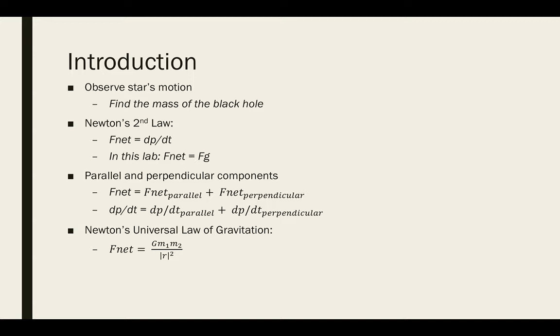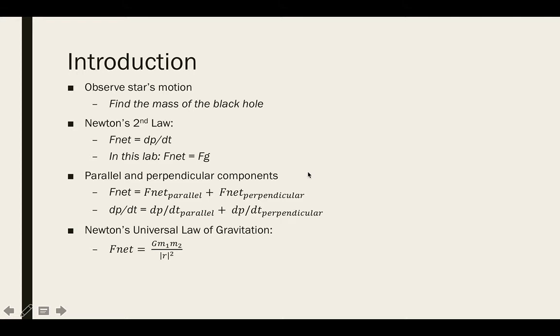So to start off, from Newton's second law, we know that the net force is equivalent to the rate of change of momentum, dp over dt. And we also know that in this lab, the gravitational force from the black hole is the only force actually acting on the star. So F net just equals Fg, that gravitational force.